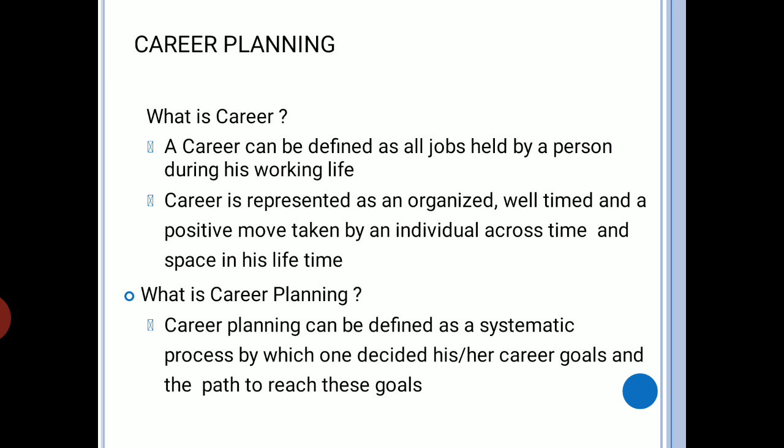Career planning. Before that, we should know what is a career. A career can be defined as all jobs held by a person during his working life. Career is represented as an organized, well timed, and positive move taken by an individual across time and space in his lifetime. Now, what is career planning? Career planning can be defined as a systematic process by which one decides his or her career goals and the path to reach these goals.